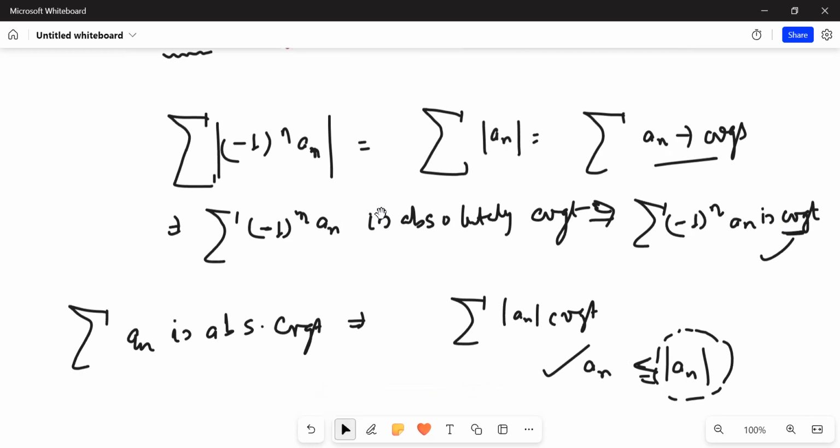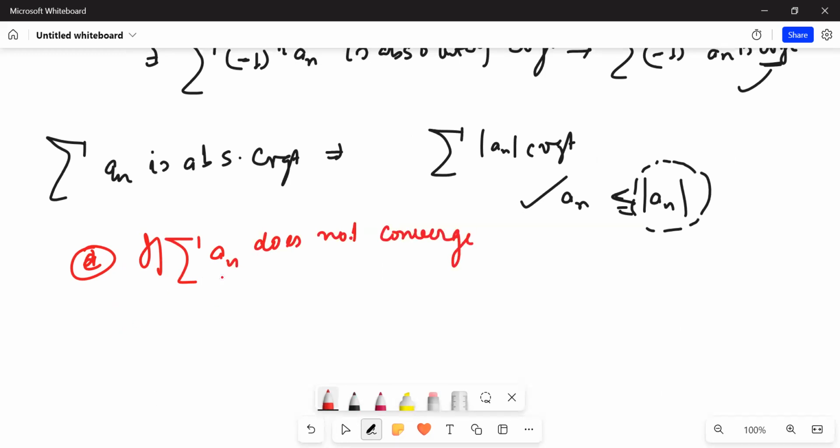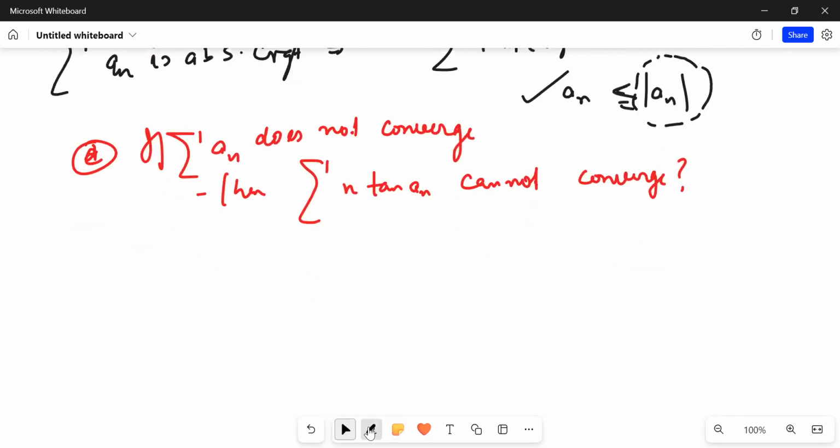Okay, now just think about this statement. Is that true or false? If summation an does not converge, then summation n into 10 an cannot converge. Is that true or false? So certainly it is false.